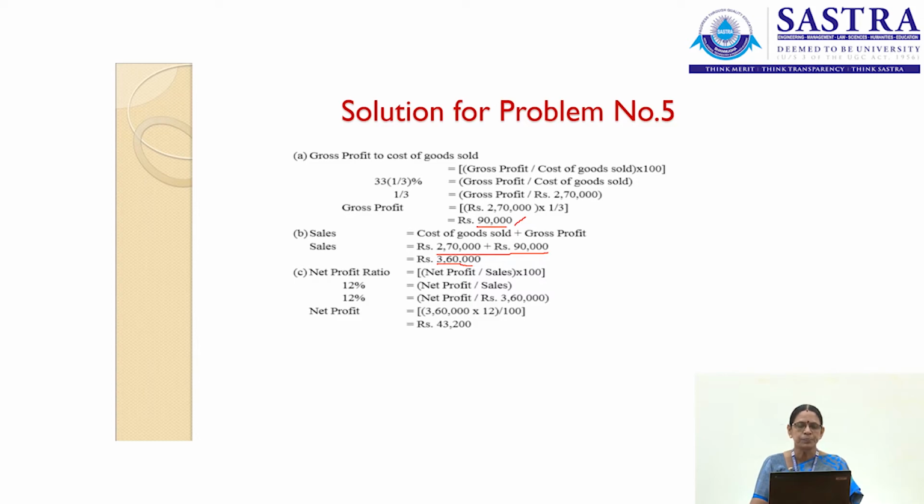Net profit ratio, net profit by sales into 100. We don't know net profit. So net profit by sales into 100 is equal to 12%. So net profit is 43,000. That is 3,60,000 into 12% will get 43,200.